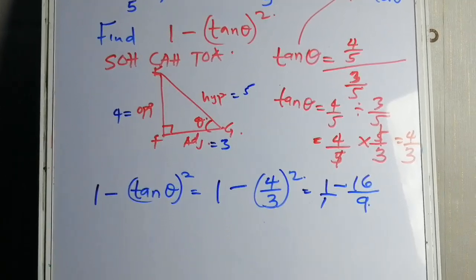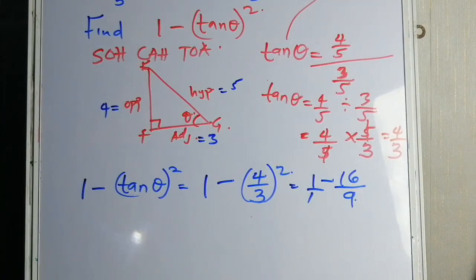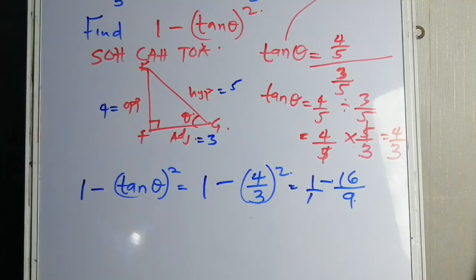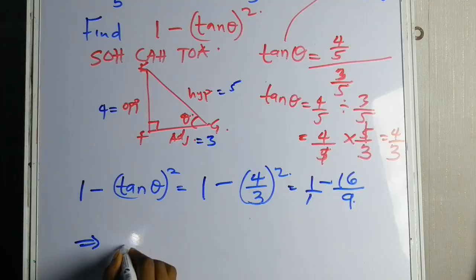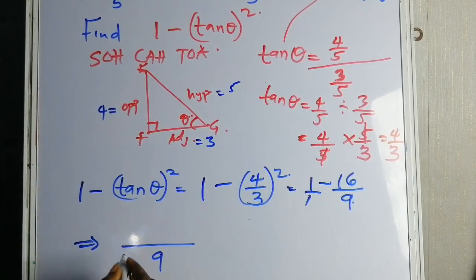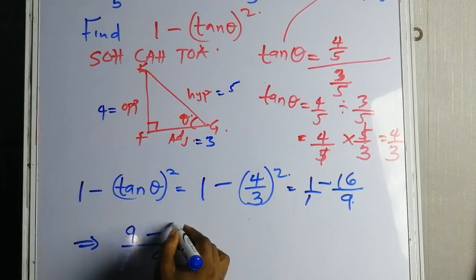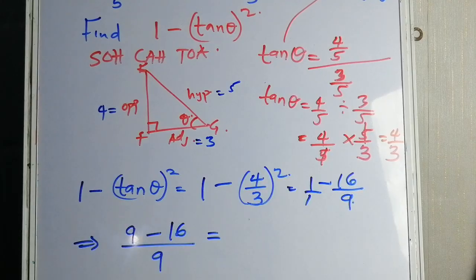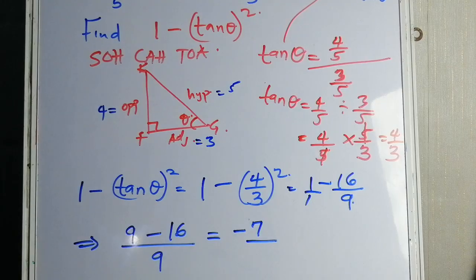All you just need to do is to ensure that you find the appropriate LCM. So that implies it is 9. 9 divided by 1 is 9. 9 times 1 is 9. Minus 9 divided by 9 is 1. 1 times 16 is 16. So this one will now give us minus 7 over 9. So that is the meaning.